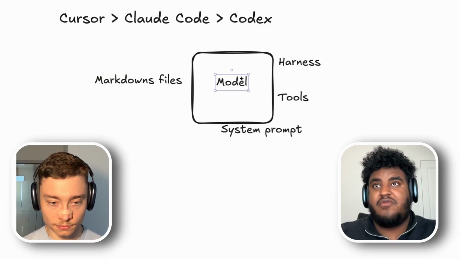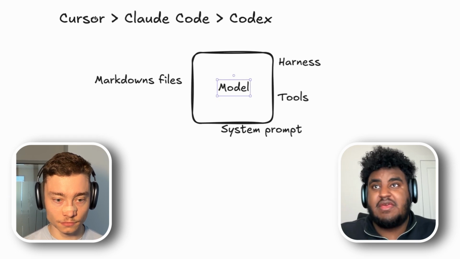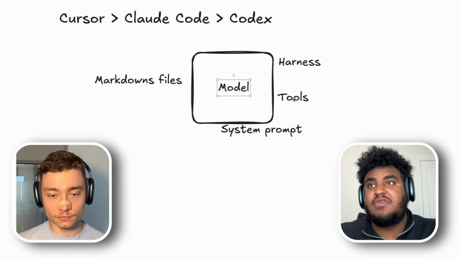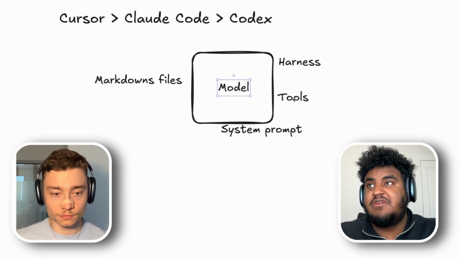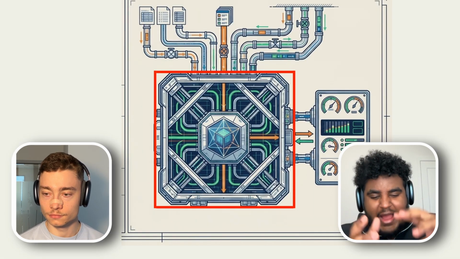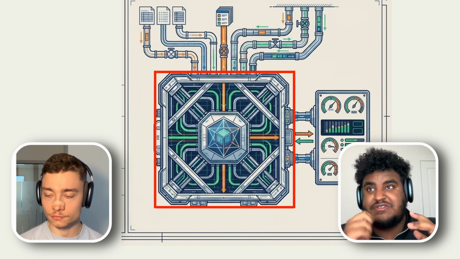What a harness does, you can think of a harness as a wrapper of a model. And this wrapper is APIs, tools, a specific system prompt, markdown files like agent.md files. These are all things that wrap the model that guide it to perform or specialize in a specific action.